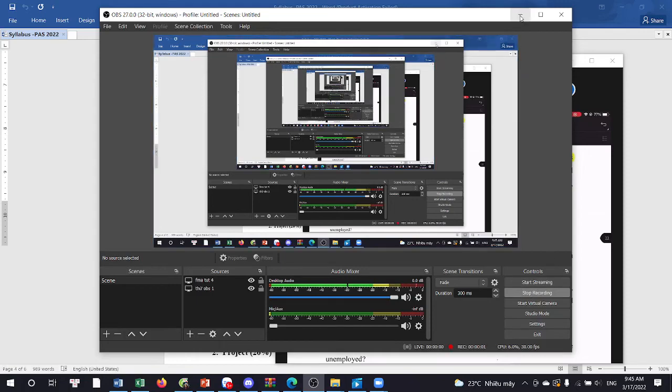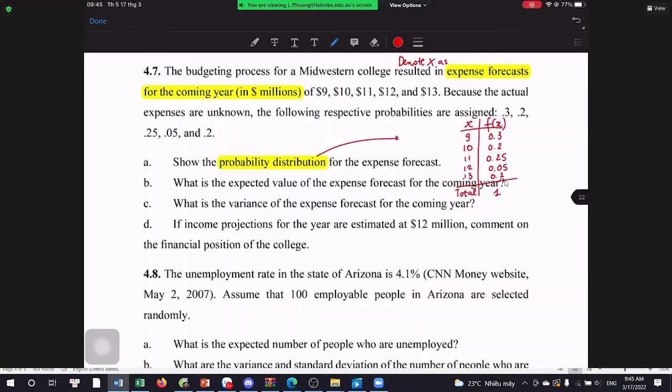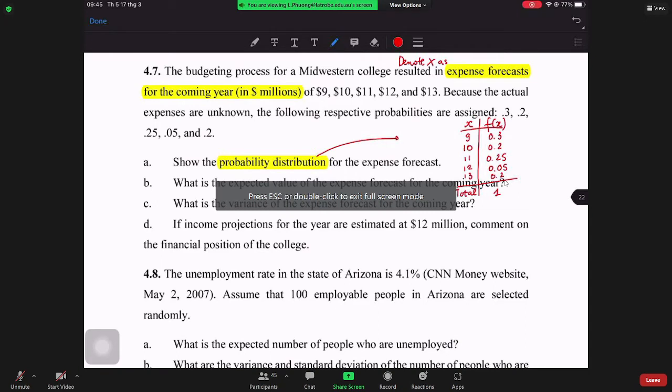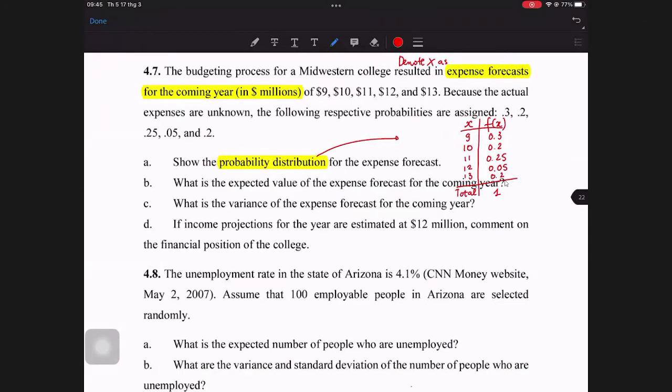together with the probabilities. Then what you have here is what we call the probability distribution of our variable. What is the expected value of the expense forecast for the coming year? The expected value is given by this formula here, the sum of x times f(x). In other words, you take each value of x, multiply it with its probability, and then sum everything together, and then you have the expected value.